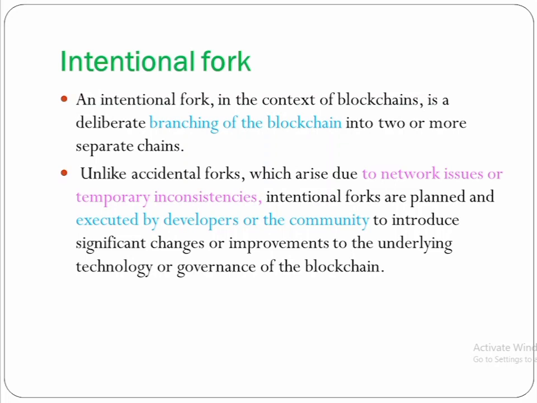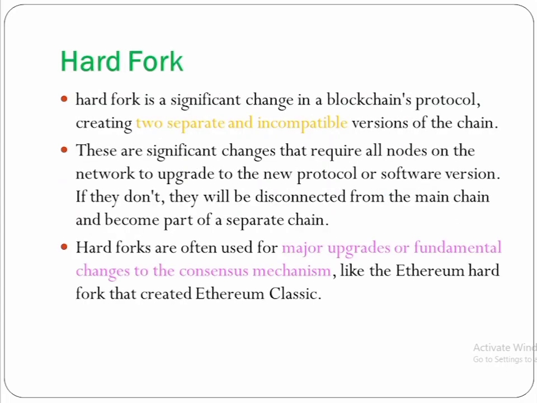In accidental forks, we are unknowingly creating a new type of chains because of network issues, software glitches, or temporary inconsistencies, whereas the intentional forks are planned and executed by the developers or the blockchain community to introduce significant changes or improvements to the underlying technology or to upgrade the system. So there are two types of intentional forks, that is the hard fork and soft fork.